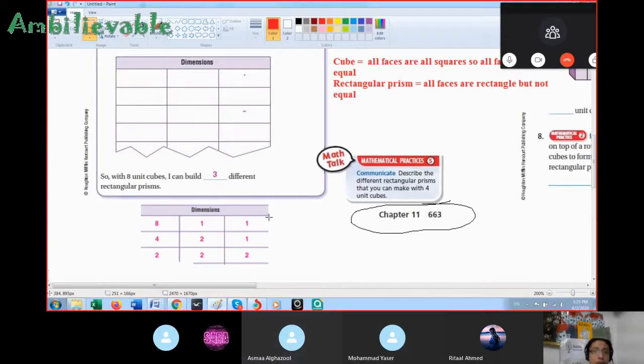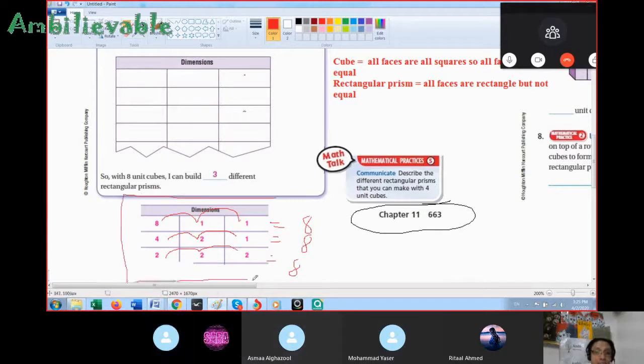You have 8, 1, 1. You have 4, 2, 1. You have 2, 2, 2. How did we do this one? Because there are 3 dimensions, you multiply. 8 multiply 1 is 8, multiply 1, 8. So it is 8 cubic units. 4 multiply 2 is 8, multiply 1, 8. 2 multiply 2 is 4, multiply 2, 8. So those are what we call 8 cubic units.